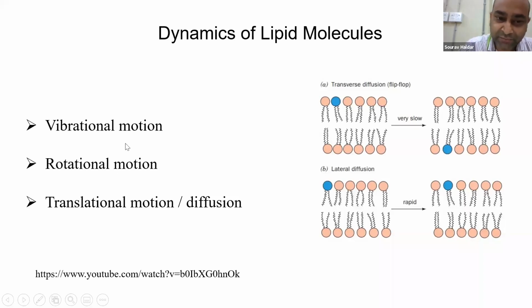So apart from vibrational, rotational, and translational or diffusional motion, there is another motion that lipids exhibit, and that is called transverse diffusion. So that means one lipid molecule can come from upper leaflet to lower leaflet or lower leaflet to upper leaflet, and this is important for maintaining membrane asymmetry. And this motion is also known as flip-flop.